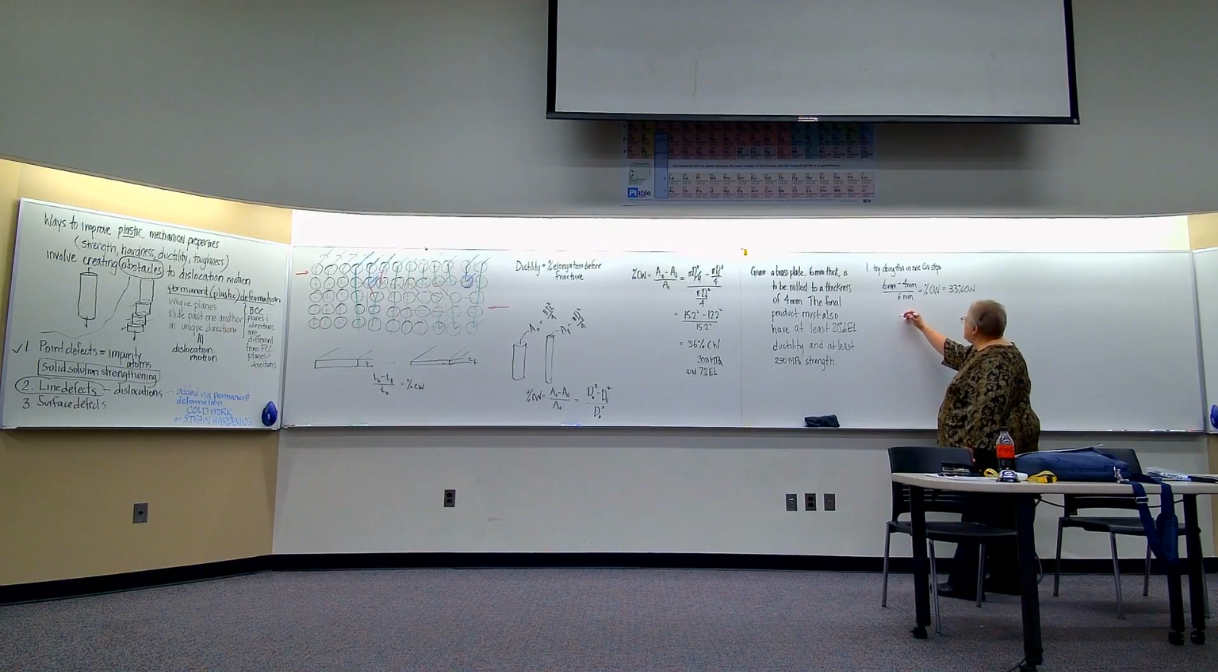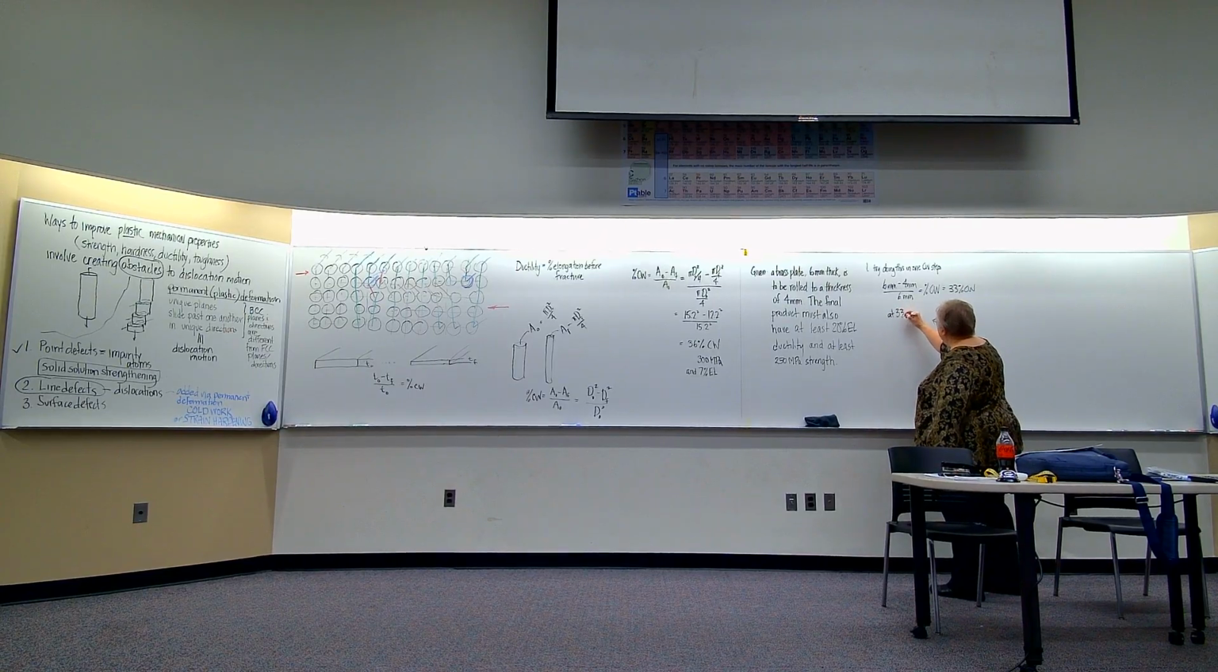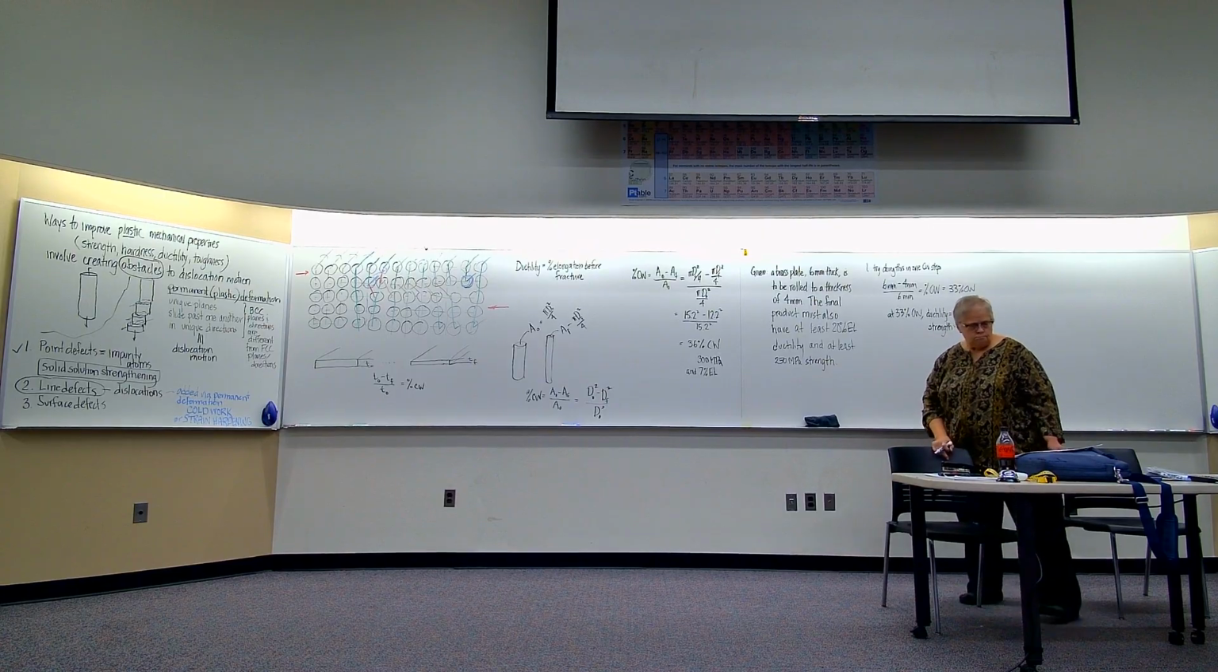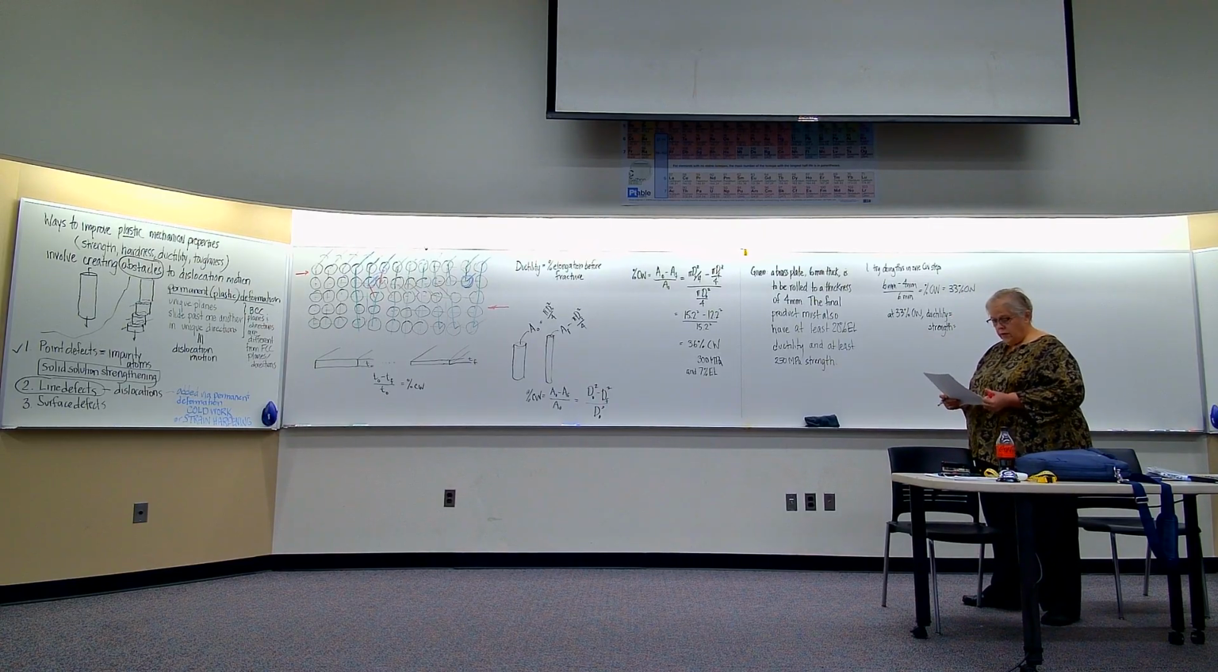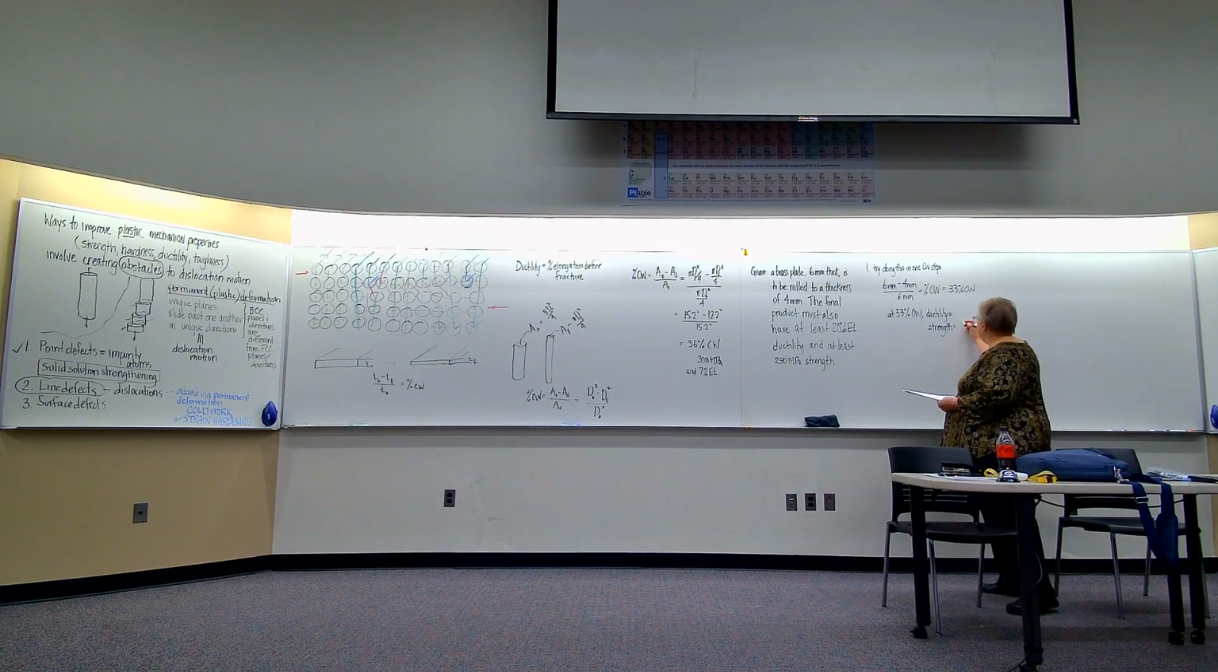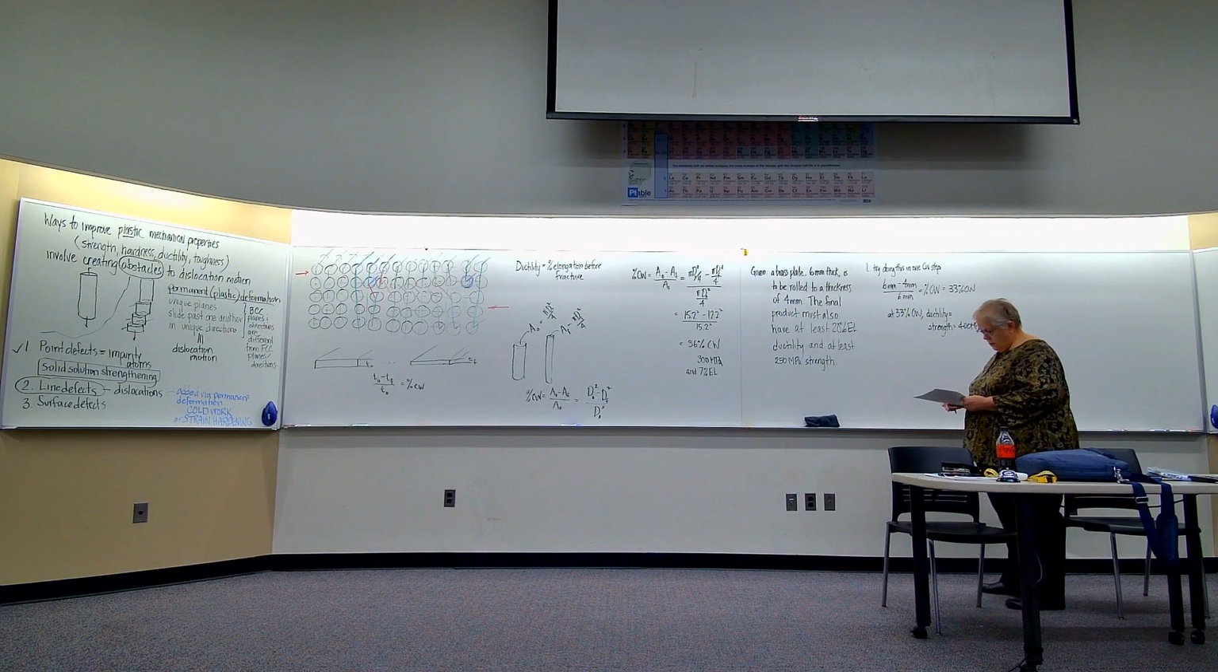Okay, at 33% cold work, what's the ductility, and what's the strength? Okay, 33% cold work. This is brass. I got a strength of around 400. So that's good. At 33% cold work, I've got a ductility of about 10.